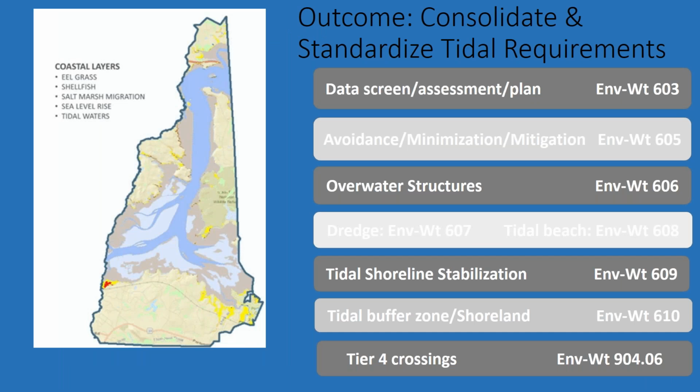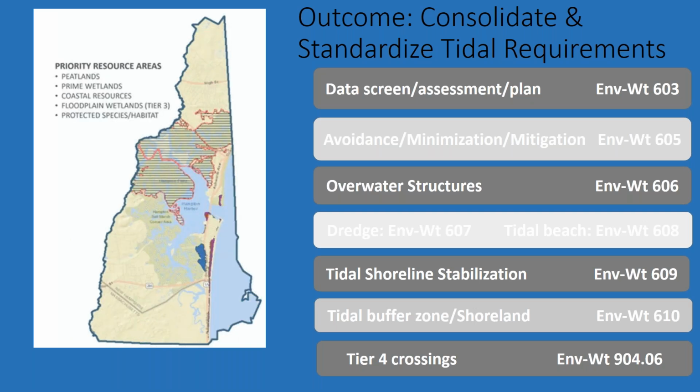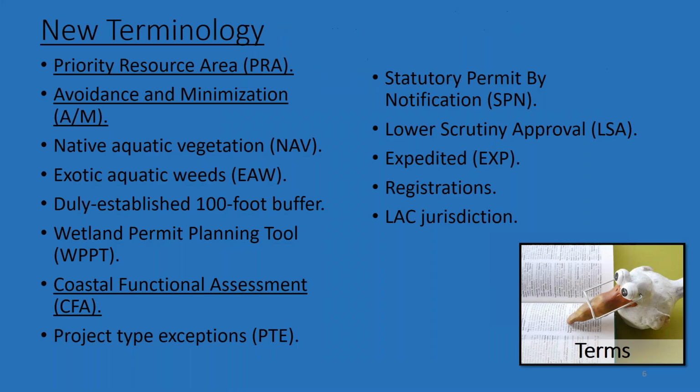Key sections of the title chapter are illustrated here. The new definitions are added to increase clarity. Definitions are found in 5 locations, with the major definitions found in ENV 100. The new rules contain over 100 new definitions, terms, and acronyms. Examples include PRA for priority resource areas and SPN for statutory permit by notification.